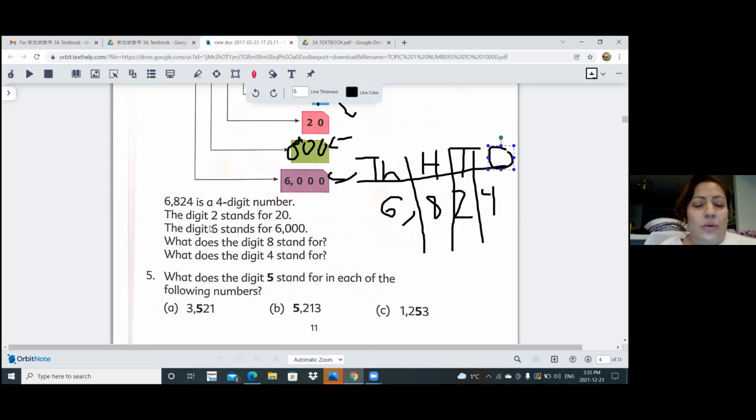What does the digit 2 stand for? The digit 2 stands for 20. We know that. The digit 6 stands for 6,000. What about the digit 8, Arthur? What does 8 stand for? 8 stands for 800. Good. What about the 4? What does 4 stand for?